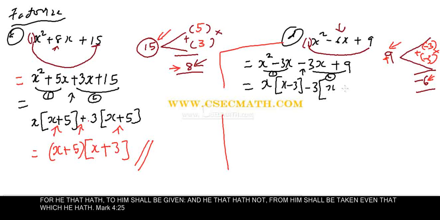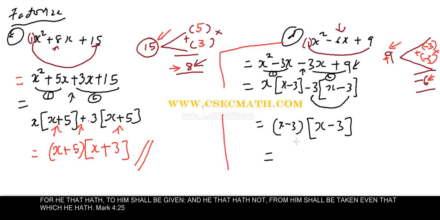The first component would be x. Since I need to get positive 9, my second component would be negative 3, because the product of two negative 3's would ensure a positive 9. Clearly x negative 3 is a factor. I take it out. My first component in this case would be an x, followed by a negative 3.